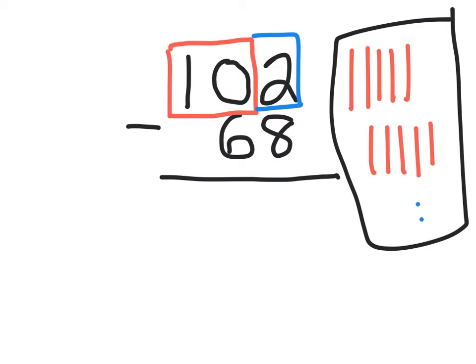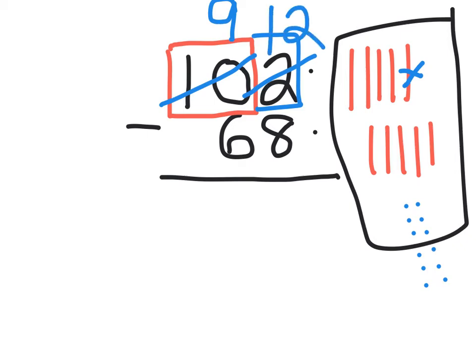So let's take a look again at our ones, and we have 2 minus 8. Well, we know that we have to do some regrouping. So let's go over here to these 10 tens. I cross one of these out, and now I only have 9 tens. But I have added 10 more ones. 1, 2, 3, 4, 5, 6, 7, 8, 9, 10. Now, instead of 2 ones, I have 12 ones.